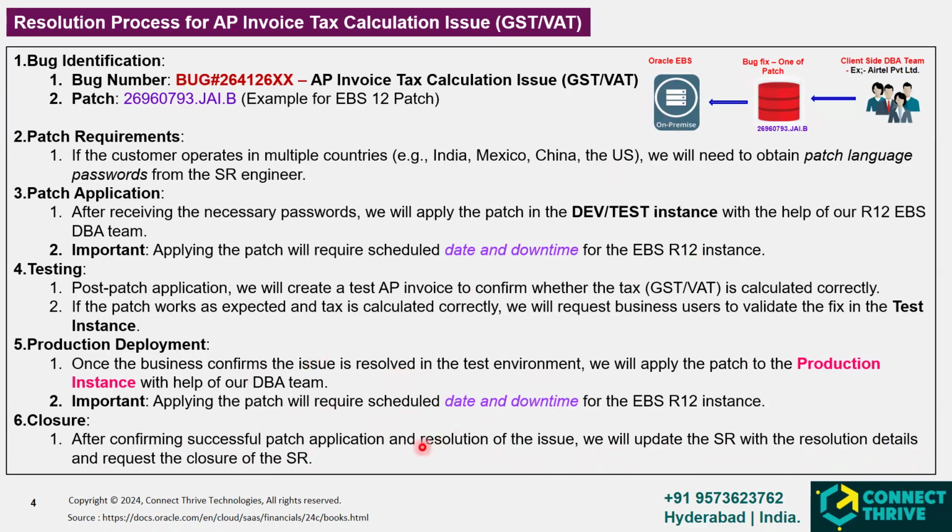We can update the same in our SR itself, so that the SR engineer will close the SR and we will close the issue on our side as well. And we will close our Jira ticket, if they raised it, or whichever way we got the ticket: via a Jira service request, a ServiceNow request, or a bug tracker, Zoho Bug Tracker, whatever it may be. This is all about patch application for Oracle EBS R12, guys.